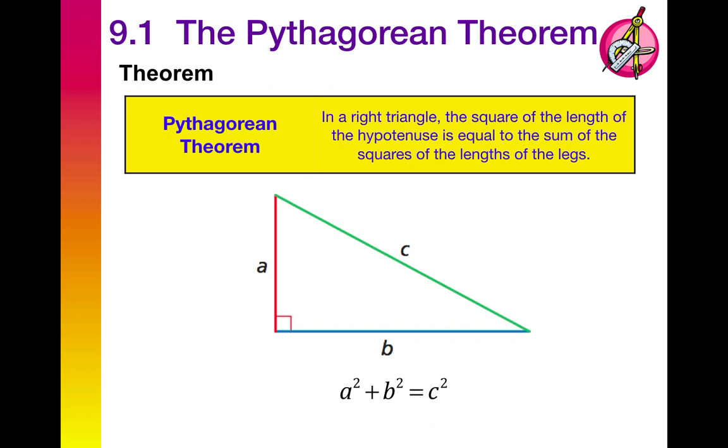So the Pythagorean Theorem, as you recall, just says that if you have a right triangle, the square of the length of the hypotenuse is equal to the sum of the squares of the two legs. So we have a squared plus b squared equals c squared. And that's only when you have a right triangle. So that's the Pythagorean theorem, and it always works.